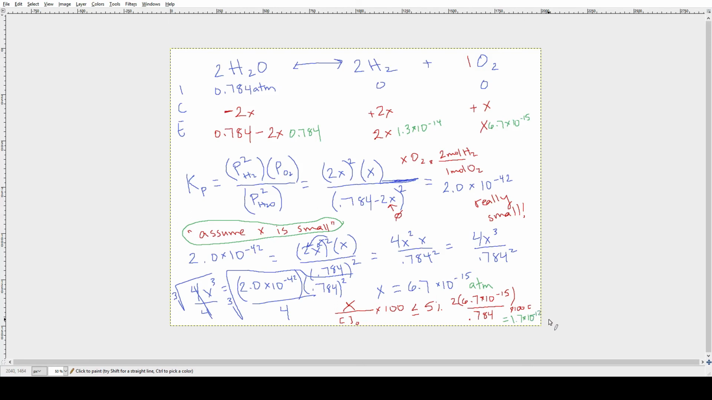So basically what you can say here is, aha, I was right. X is so tiny that it is insignificant. If I had gotten like 5.5 here, that's greater than 5%, I would actually have to go back and redo the entire problem without removing my x. But since I was able to show that it is less than 5% of that initial concentration, then I'm good.